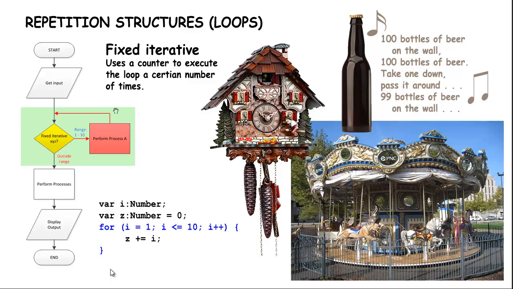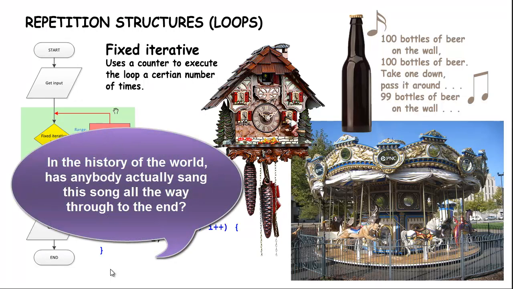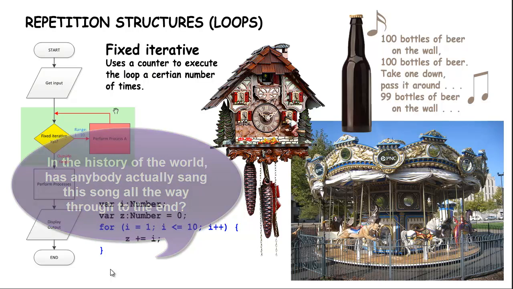Now, in real-life examples, we want to think about what a fixed iterative is like. We might think of a cuckoo clock. And at the stroke of a certain hour, the cuckoo is going to come out and chirp a certain number of times. So at 3 o'clock, the cuckoo is going to come out of the clock and chirp 3 times. At 8 o'clock, it's going to come out of the clock and chirp 8 times. We might also think of a carousel, where you pay your money, you get on the carousel, and the carousel rotates a certain number of times before the ride is over. And finally, you might think of the song 100 Bottles of Beer on the Wall, and that chorus would be repeated 100 times, starting with the value of 100 and going down to 0.